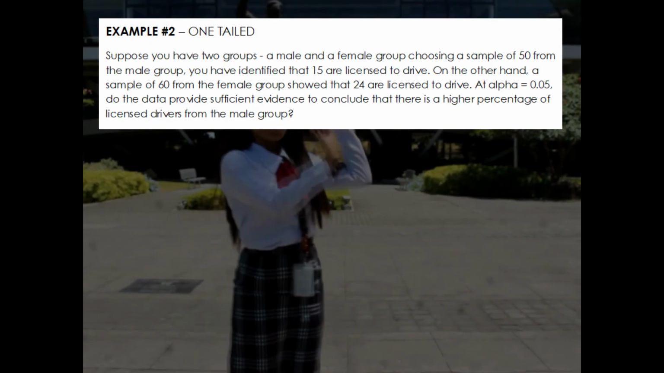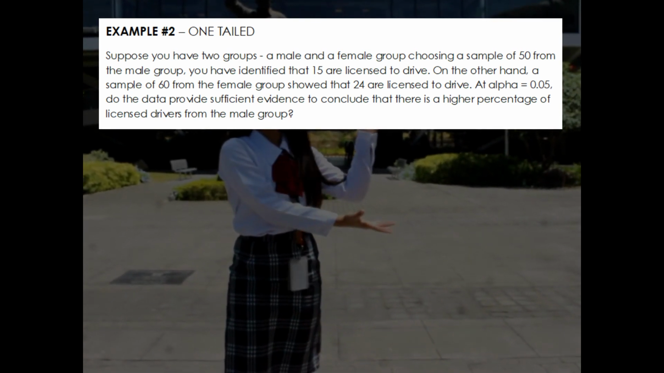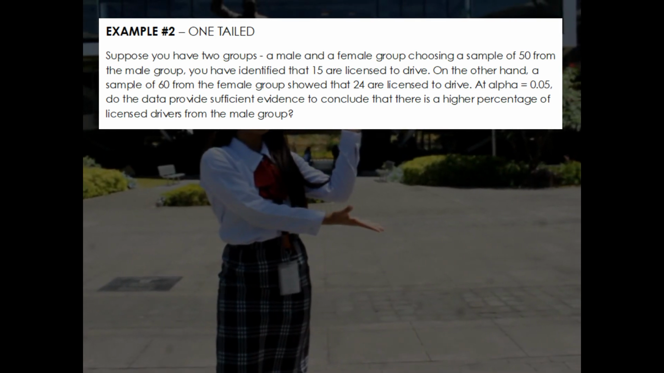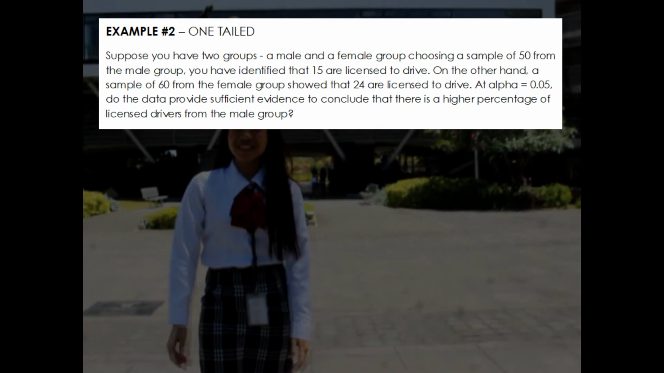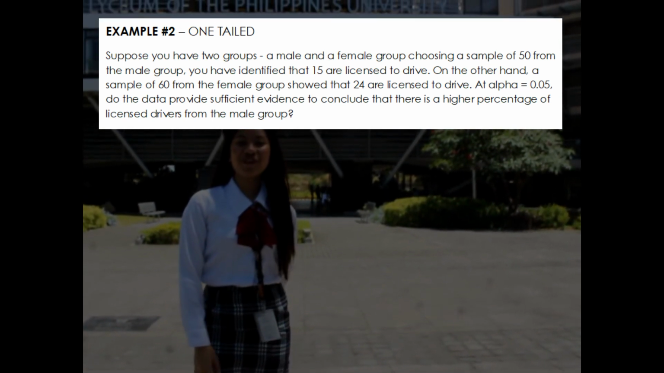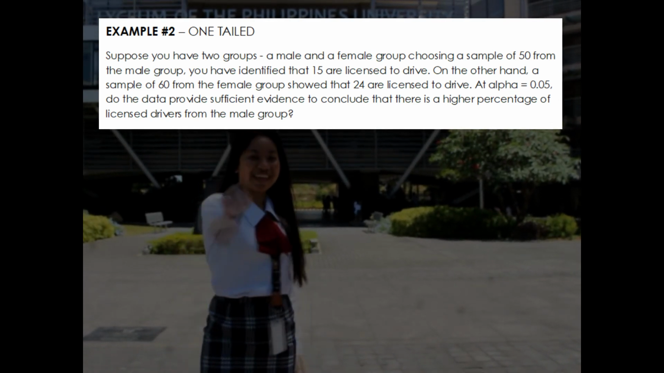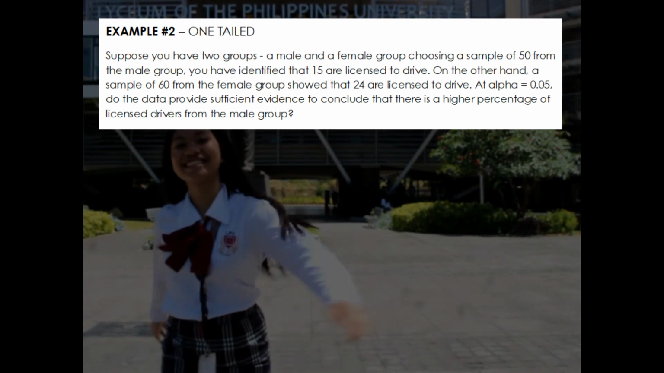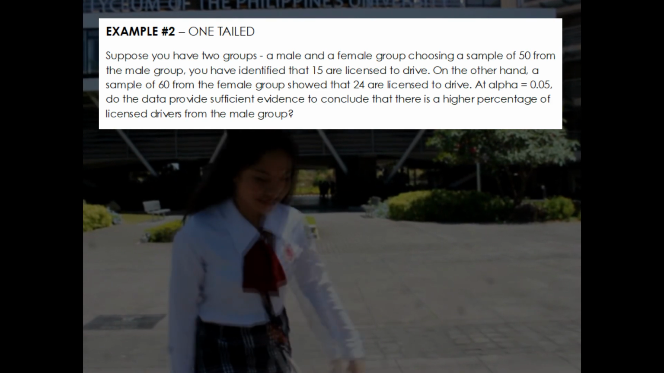Example number 2. Suppose you have two groups, a male and a female group. Choosing a sample of 50 from the male group, you have identified that 15 are licensed to drive. On the other hand, a sample of 60 from the female group showed that 24 are licensed to drive. At alpha 0.05, do the data provide sufficient evidence to conclude that there is a higher percentage of licensed drivers from the male group? Let's identify the given for this problem.